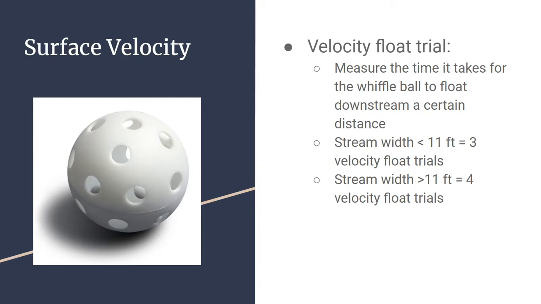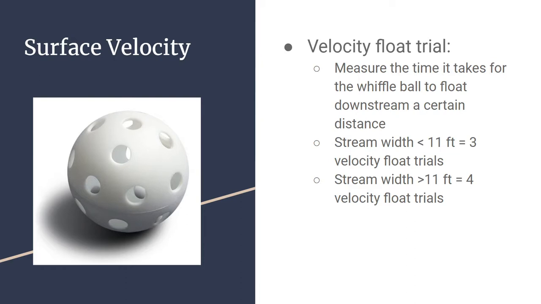You measure the time it takes for a wiffle ball to float downstream a certain distance. So if the stream width is less than 11 feet, use 3 velocity trials. If the stream width is greater than 11 feet, use 4 velocity trials.